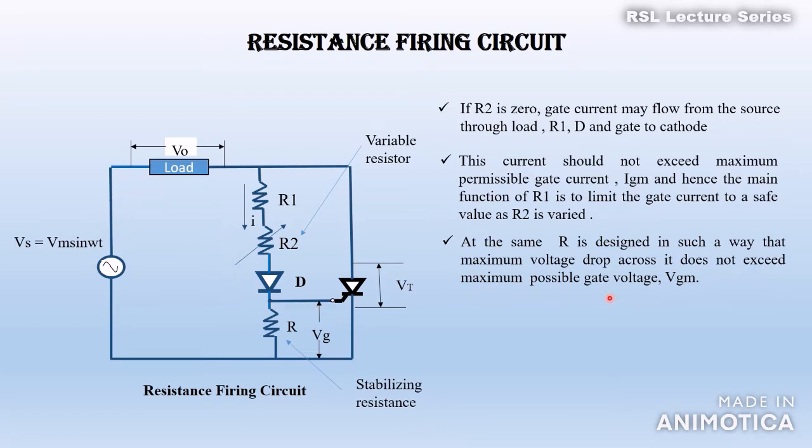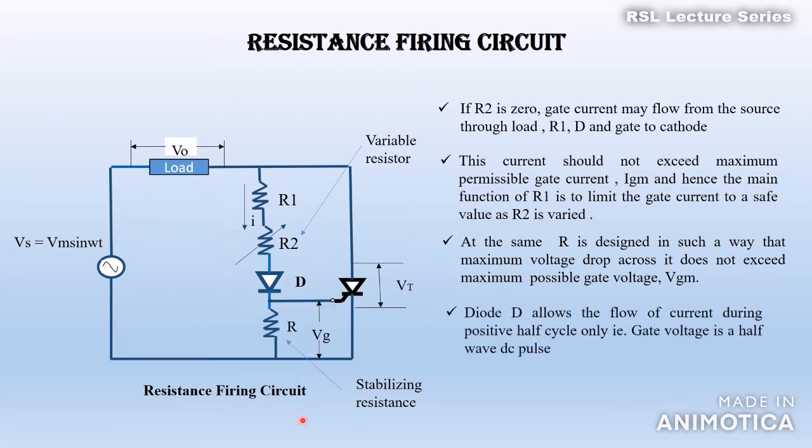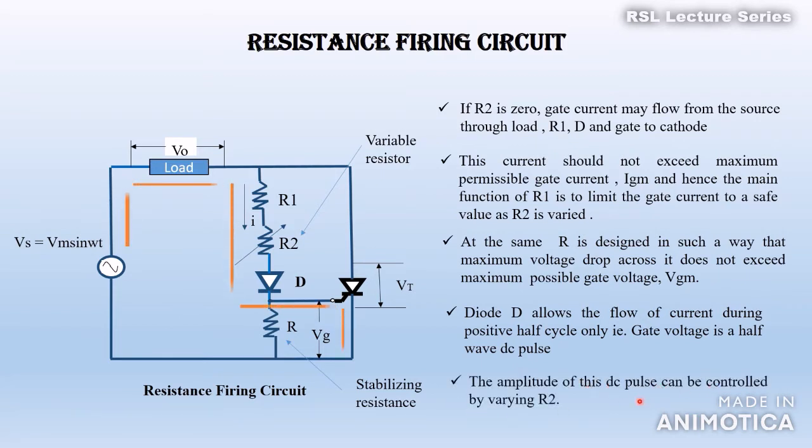This diode allows current to the gate only during the positive half cycle, because during the negative half cycle this diode will not conduct. So in this case the gate voltage is a half wave DC pulse. The amplitude of this DC pulse can be controlled by varying the value of resistance R2. So R2 plays a major role here. By varying its value, we can control the gate voltage as well as the gate current.